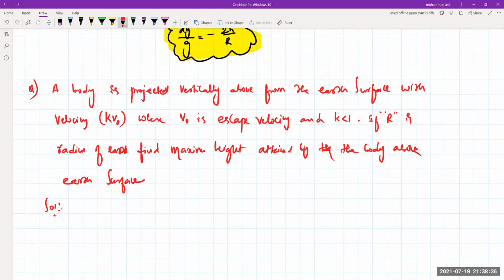What do you mean by maximum height, beta? What will happen at the maximum height? H is equal to R.